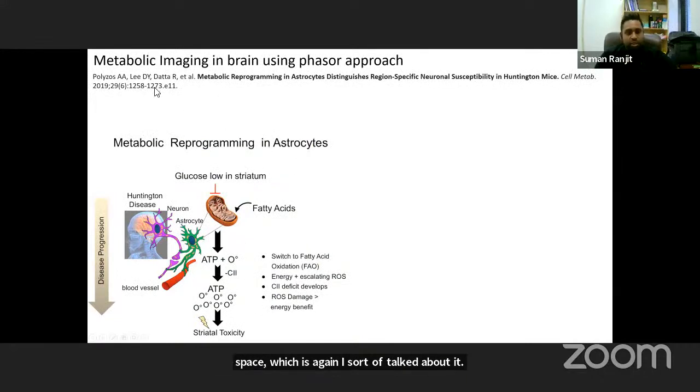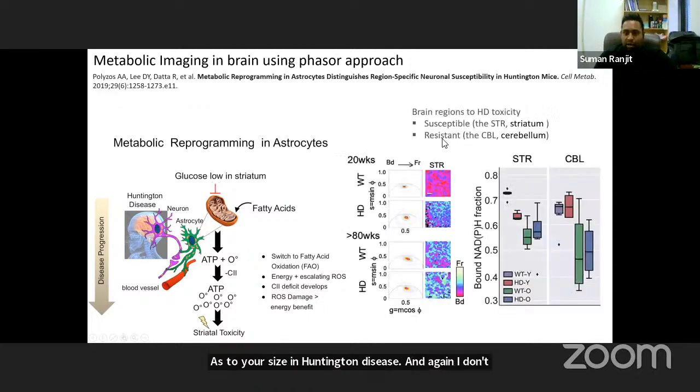So one of the things from Rupsa's work, who was a post-PhD student in the lab before, she was looking at metabolic reprogramming in astrocytes in Huntington disease. And again, I don't really have a lot of time to go into that, but what she saw is between wild type and Huntington disease, you see an increase in the free NADH in the young mice, but in the old mice, you don't see it. In striatum, which is supposed to be susceptible, you do see in young mice a large decrease in the bound NADH fraction, or it becoming more glycolytic, which you don't see in the cerebellum, which is not supposed to be affected.